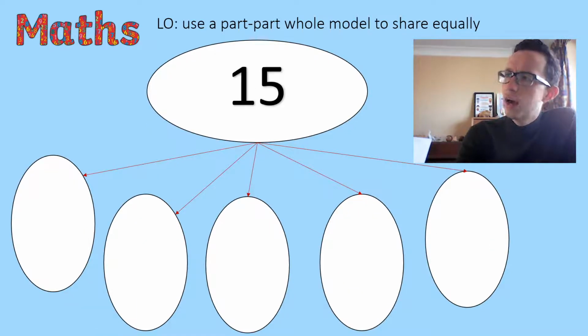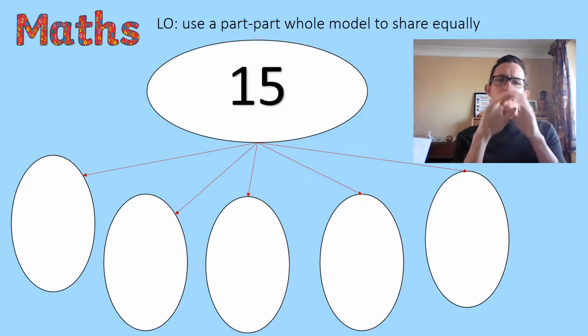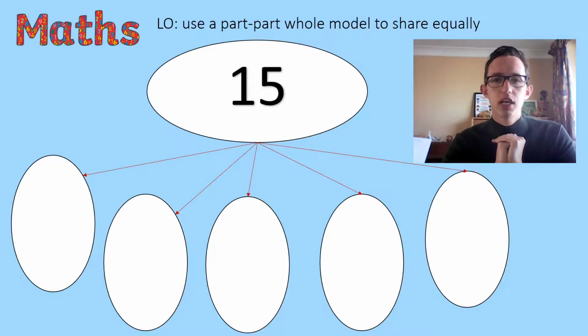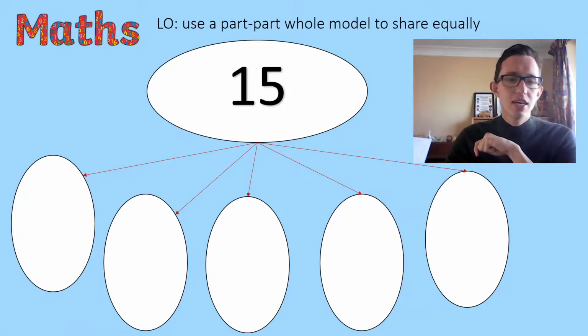Here we have the number. What number is our whole number? That is the number 15. Well done if you said the number 15. And how many parts are there? We've got 1 part, 2 parts, 3 parts, 4 parts, and 5 parts. 5 parts to share equally into.